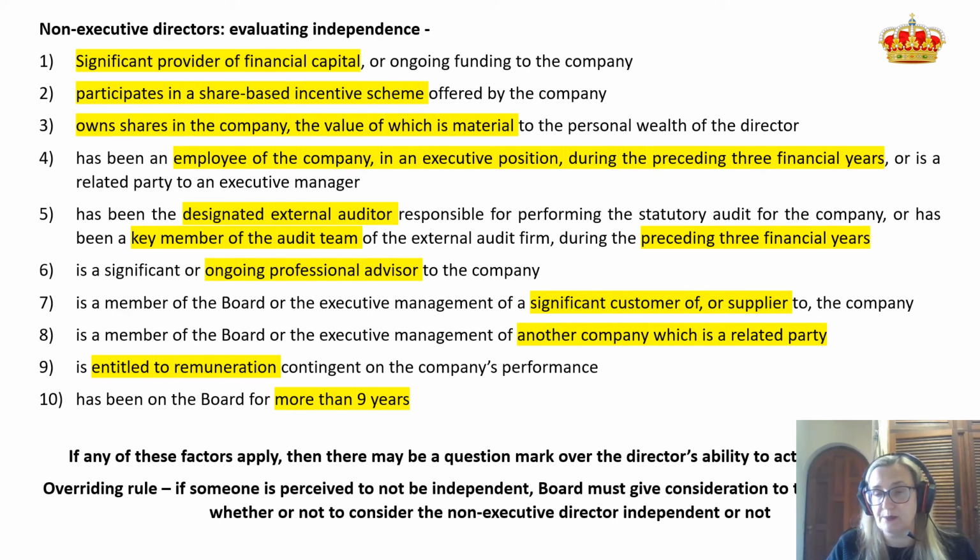still considered independent. The overriding rule is that a board must be sure that any non-executive director would, whether or not a reasonably informed outsider would still consider them to be independent, whether objectively speaking you could still say that they acted independently. So that's something the board needs to assess on an annual basis.